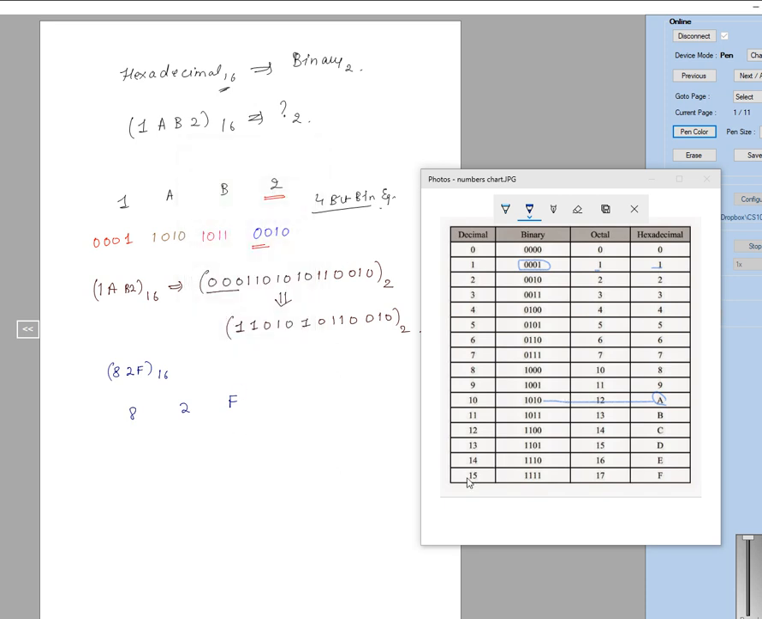So for F, we have binary as 1111. For 2, we have 0010. And for 8, the equivalent is 1000. So 2F8 of base 16 is equal to 0010 1111 1000 of base 2.